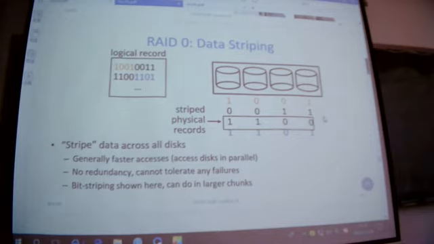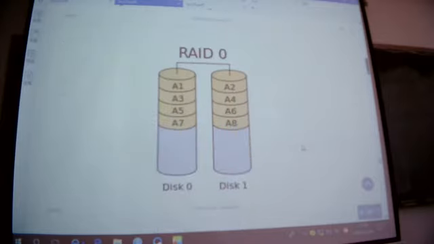Bit striping shown here can be done in large chunks. So you can see striping across physical disks. This is RAID with no redundancy. This is RAID 0. You can see every disk has different sections. No duplication, no same section. So RAID 0 is a simple RAID.